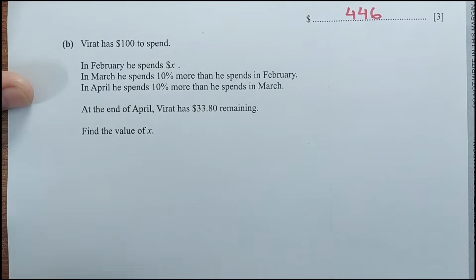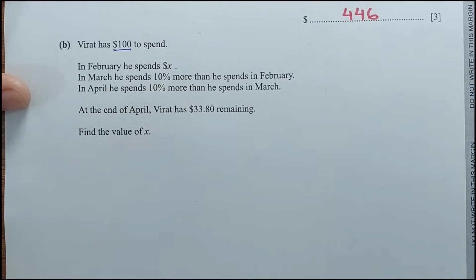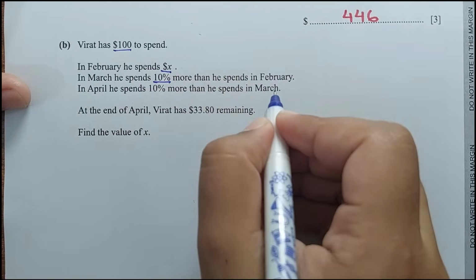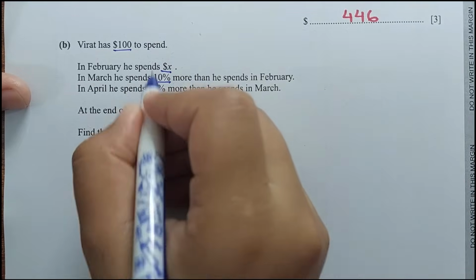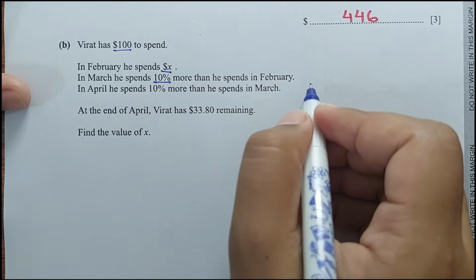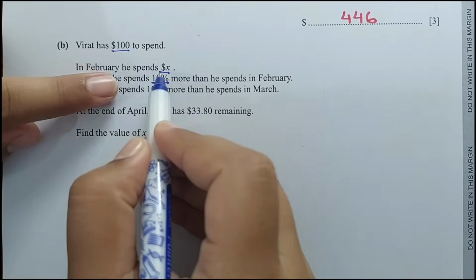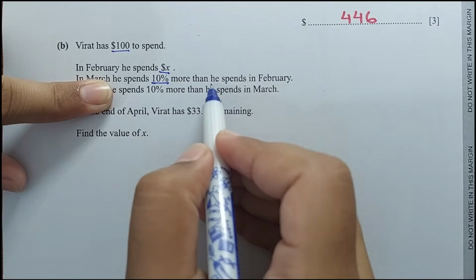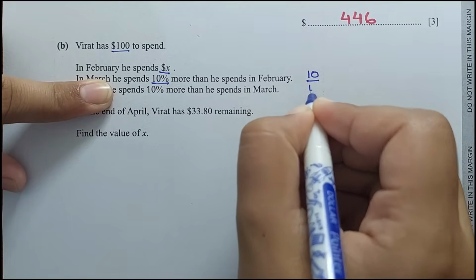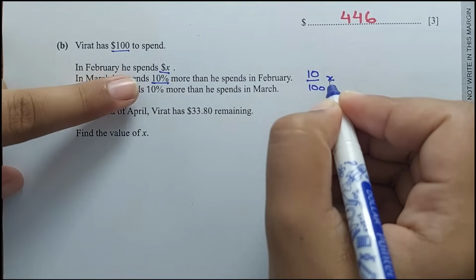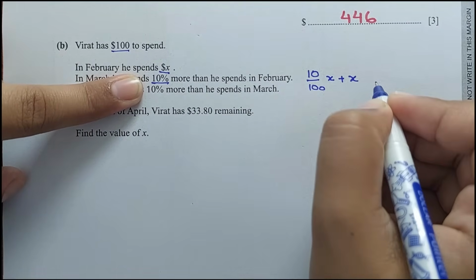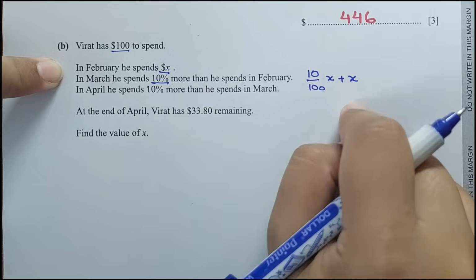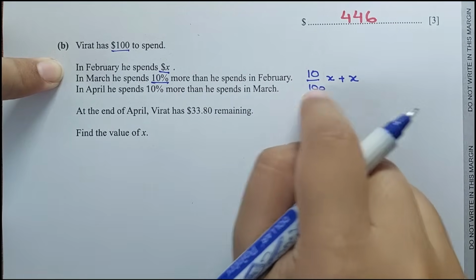Now for part B, Virat has $100 to spend. In February, he spent x. In March, he spent 10% more than he spent in February. So 10% more than x. In February we have x, right? His spending is x. In March, 10% more than he spent in February. So 10% is 10 over 100 of the spending in February, plus the amount of money he spent in February.